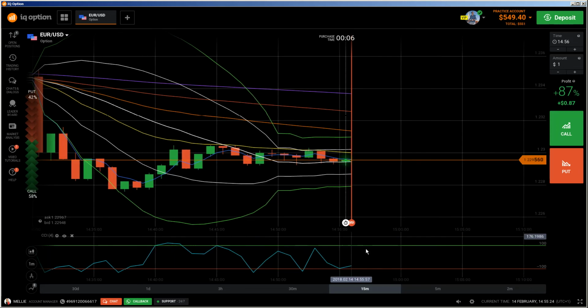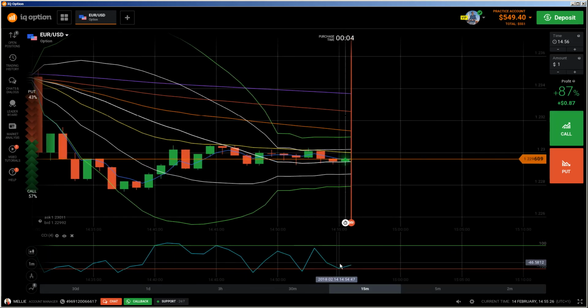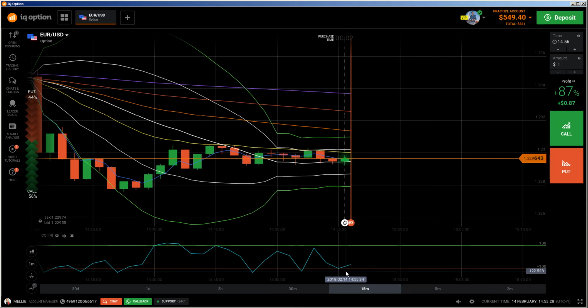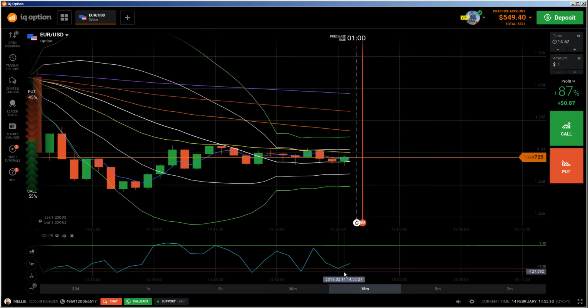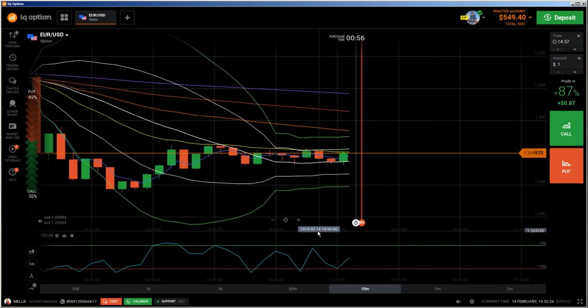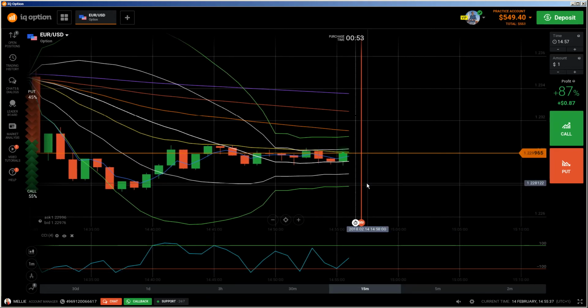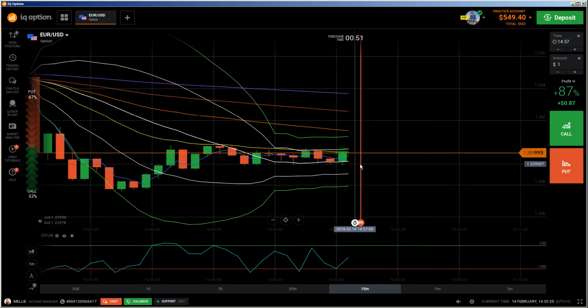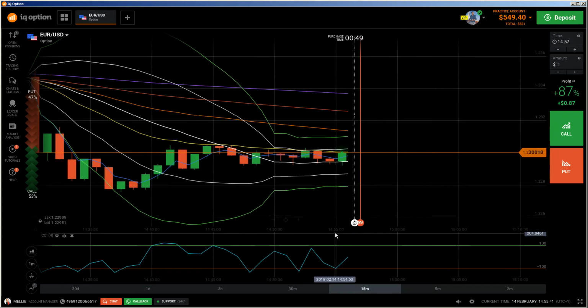I do not enter the trade only because CCI is showing me some kind of reversal here, yes. You can do this also if you have higher expiry times, but on 1 minute expiry time you cannot believe it, and don't rely only on this because it's not the fact.